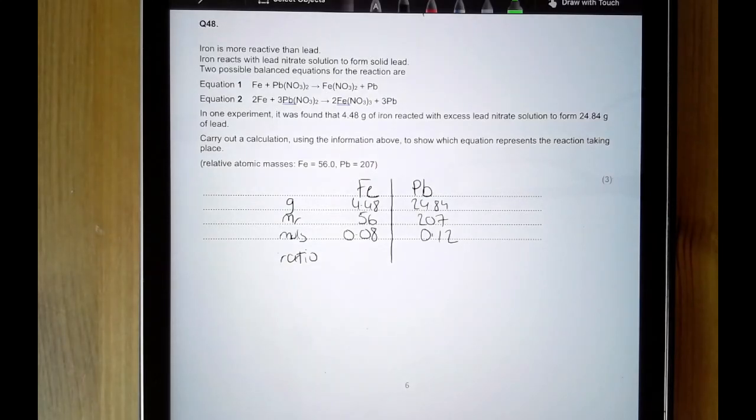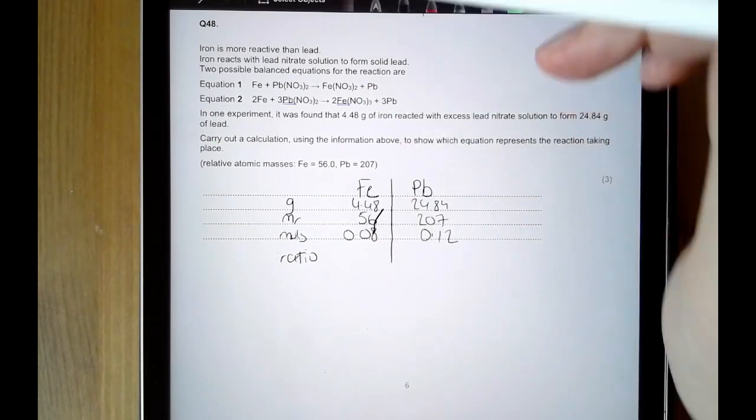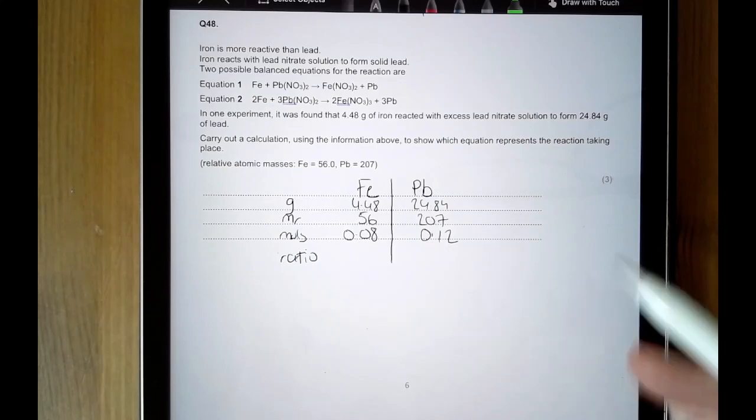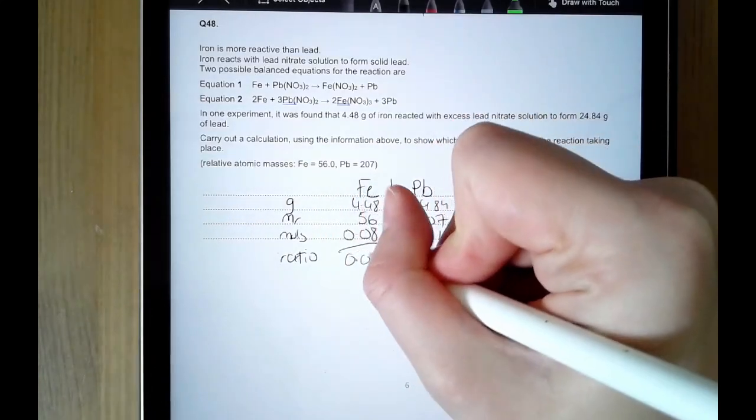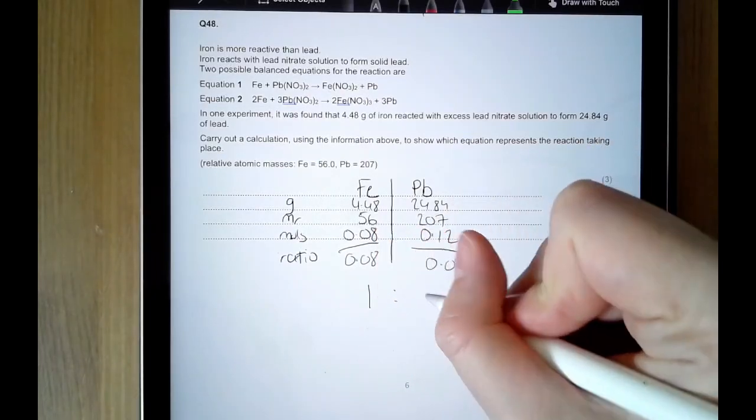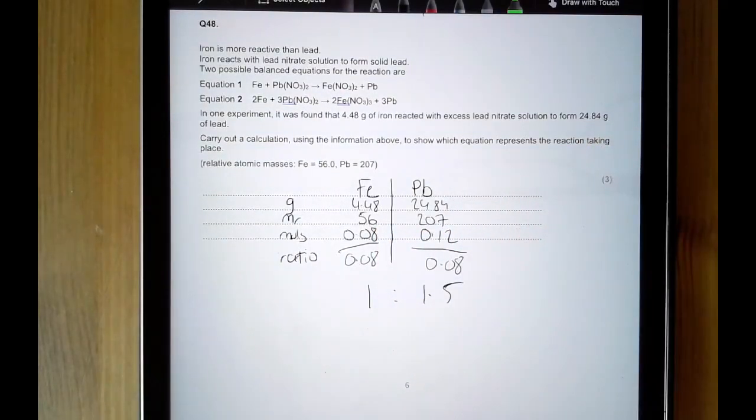whole number ratio. And to simplify this ratio and get rid of the decimals, I pick the smaller of the two numbers, which is 0.08, and I divide both numbers by the smaller number. So I'm going to divide both of these by 0.08. And when I do, I get 1:1.5.